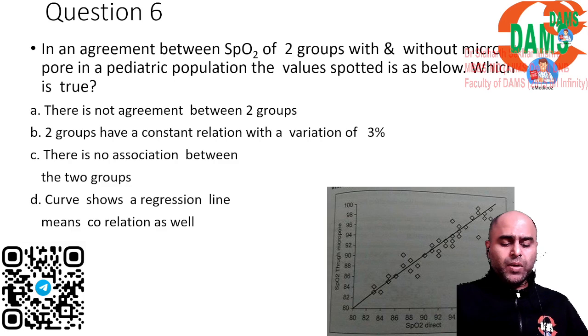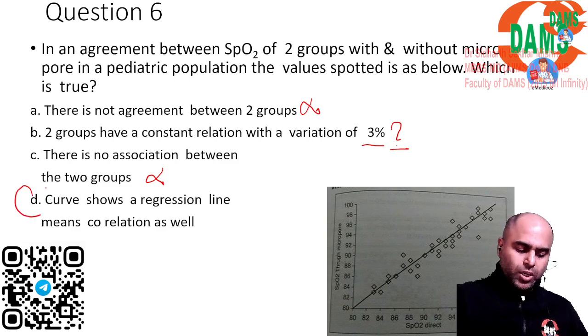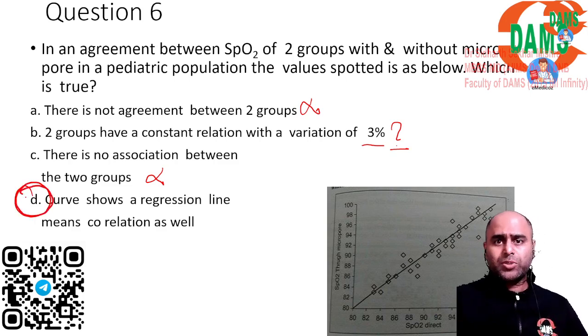In an agreement between SpO2 of two groups with and without micropore in a pediatric population, the value plotted is as below. Which is true? Now over here, if you see, this is a straight line going up. So there is no agreement? No. Two groups have a constant relation with variation of 3%? Might be. There is no association? No. The curve shows a regression line, which means correlation as well. So the best answer is option number D.